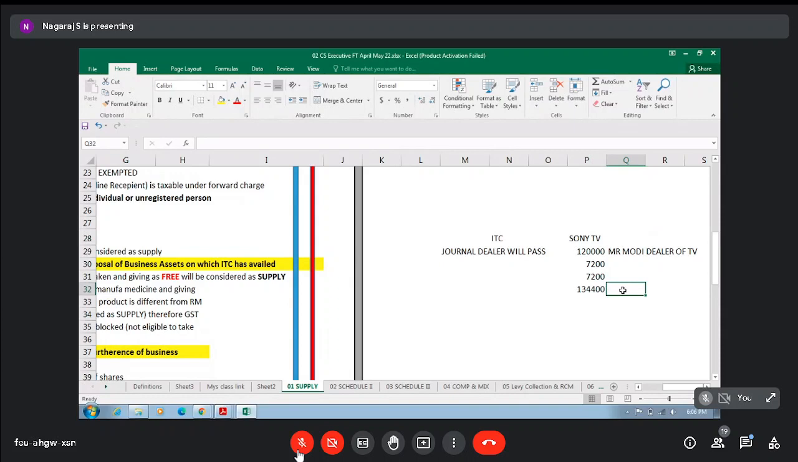He has paid cash. Purchase to cash. Purchase to cash. TV. Dealer means it's the purchases only. What is the amount? Purchases account 1,34,400. Then what about this?